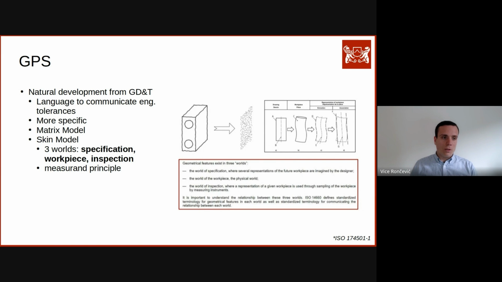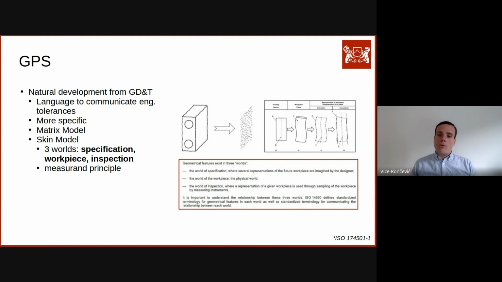It says that all the features on our parts exist essentially in 3 worlds. The world of specification, which is the world that is in the drawing itself, the ideal world that we have theorized and imagined as engineers. Another is what actually has been made, what the machine has spewed out on the manufacturing line. And then the third one is the inspection, because the inspection itself is also a process. It is not a manufacturing process, but it also touches and interacts with the part itself.